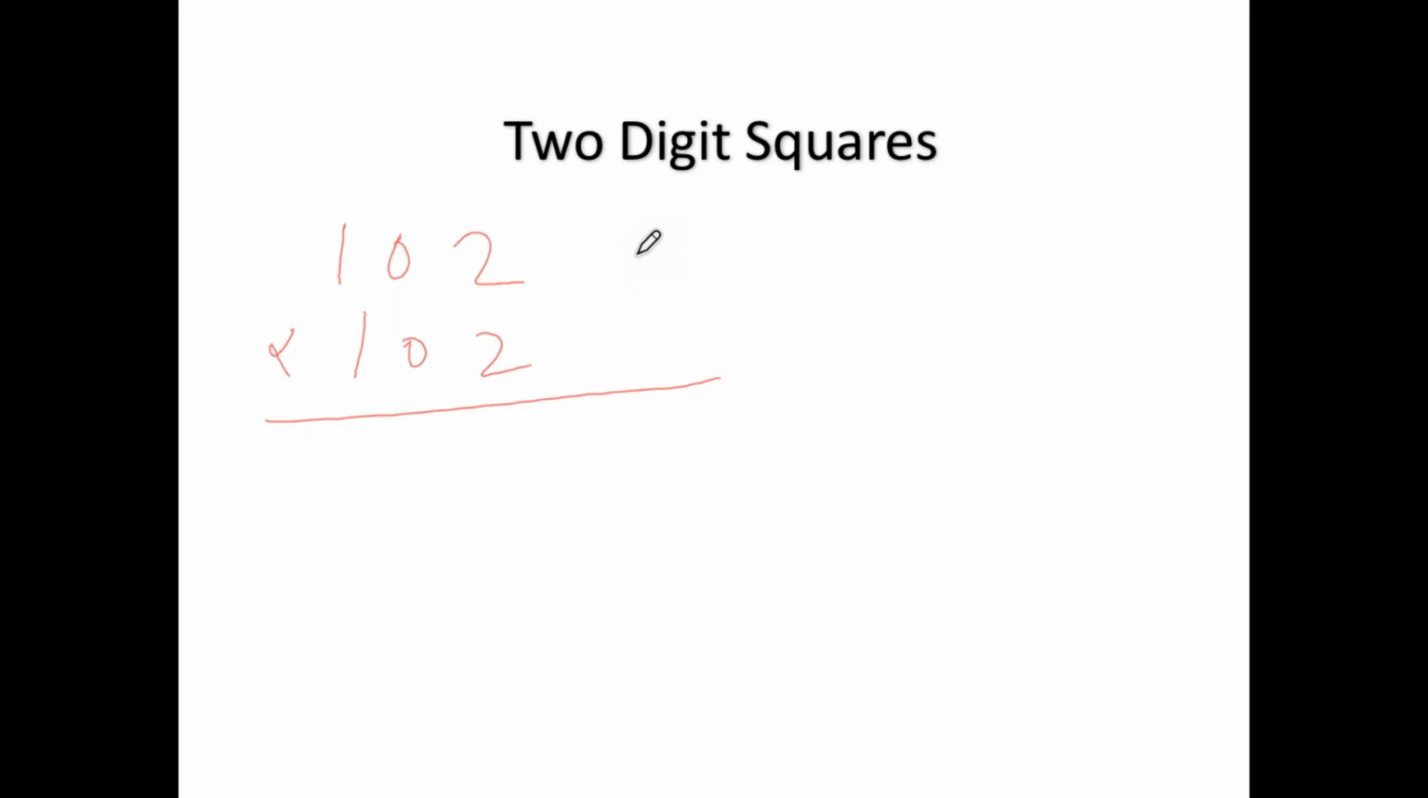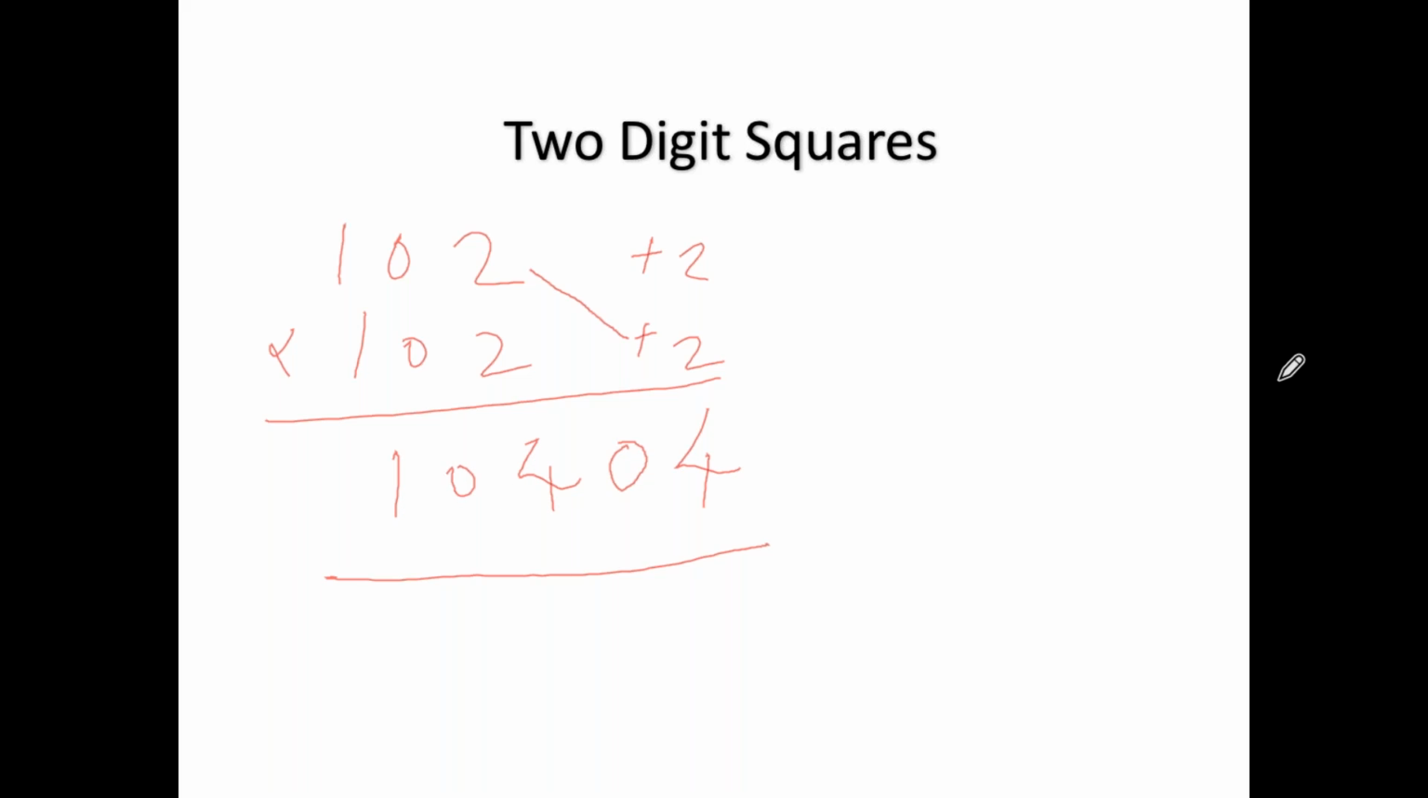102 square. So 2 into 2 is 4. But I told you need to keep 2 digits here. So I will write 04 instead of 4. I will write 04 here and not only 4. Okay. Now the next step is same. 102 plus 2 is 104. So 10404. Okay, that's the correct answer.